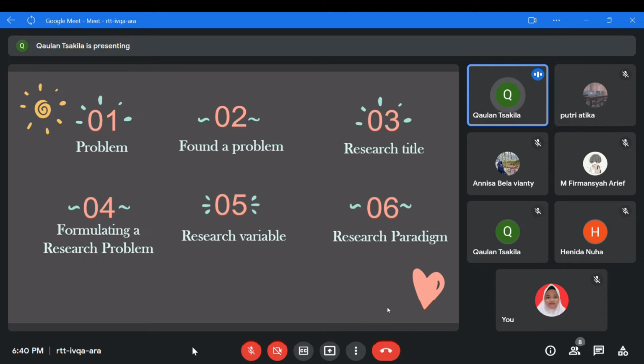First one is problem, 2 found a problem, 3 research title, 4 formulating a research problem, 5 research variable, and 6 research paradigm.